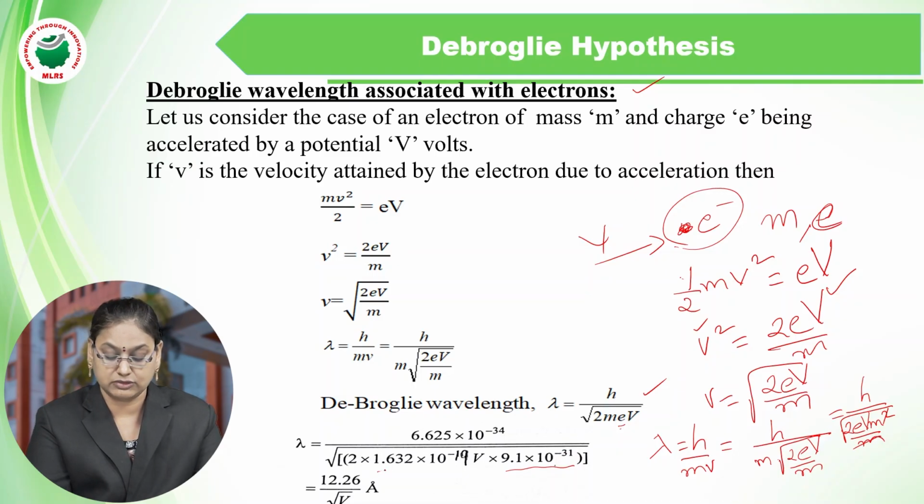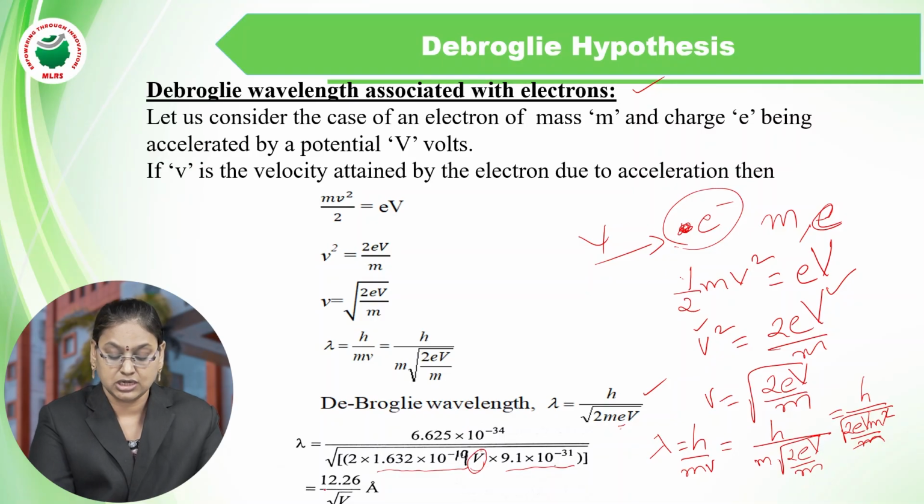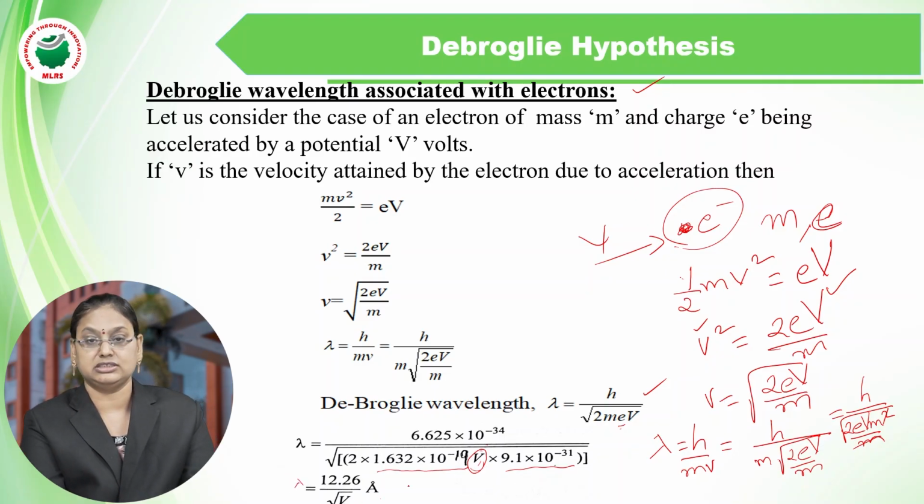Charge of the electron is 1.632 into 10 to the power of minus 19 coulombs. So after substituting all this, V is remaining like that only. So apart from V, all these things if you are calculating, you will get the value 12.26. Lambda is equal to 12.26 by root V angstroms. What is the value of lambda now? Lambda is equal to 12.26 by root V angstroms.